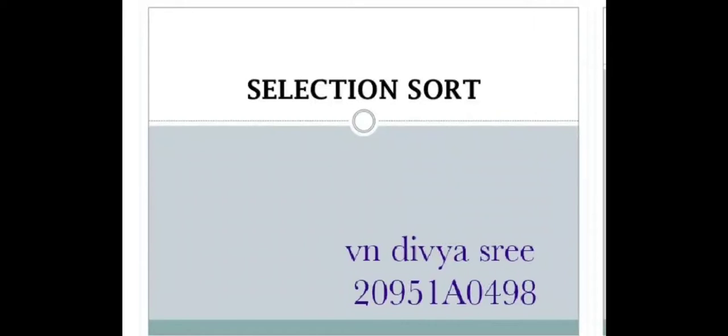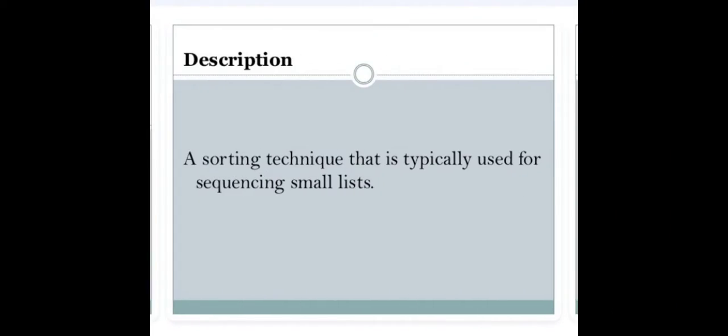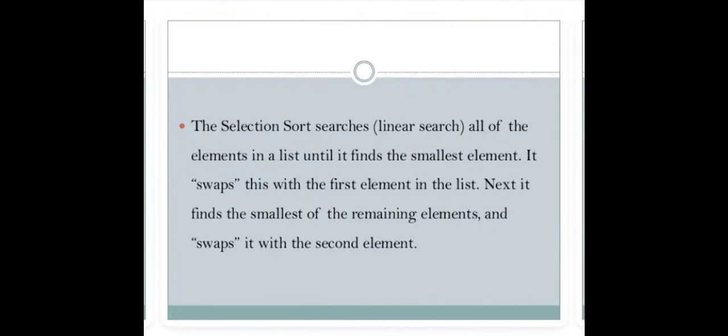Today, my topic is selection sort. Description: a sorting technique that is typically used for sequencing small lists is the selection sort. The selection sort searches all of the elements in a list until it finds the smallest element. It swaps this with the first element in the list. Next, it finds the smallest of the remaining elements and swaps it with the second element.